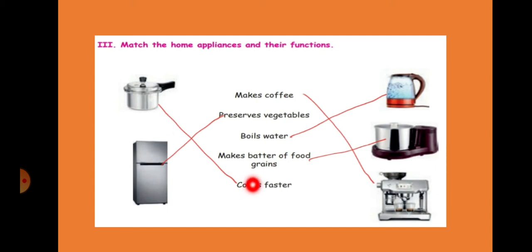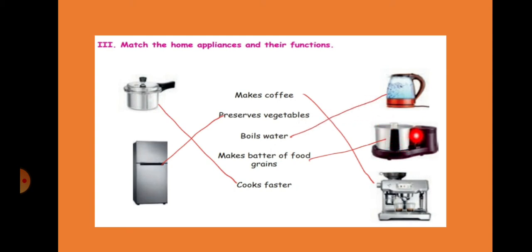Okay. Next, refrigerator. What will it do? Refrigerator will make coffee? No. Preserves vegetables. Yes, it preserves vegetables. Next, kettle. What will it do? Makes coffee? No. Preserves vegetables? No. Boils water? Yes, it boils water.